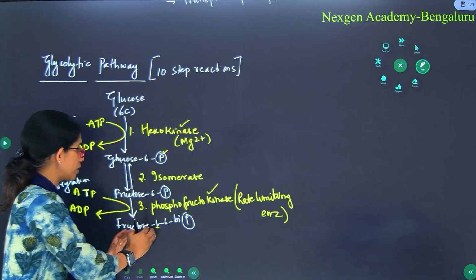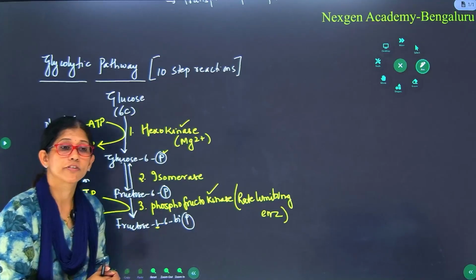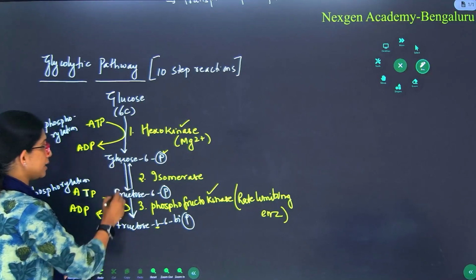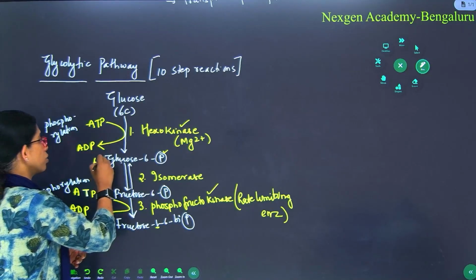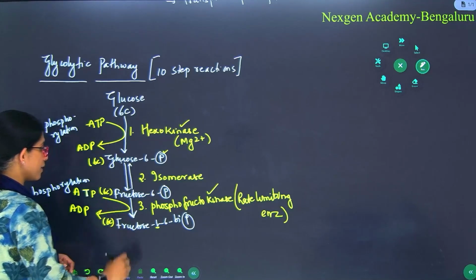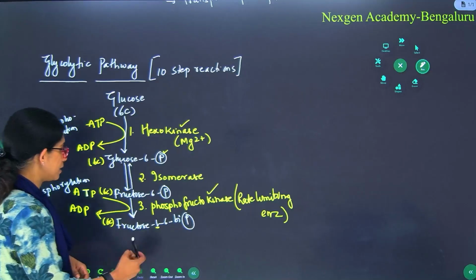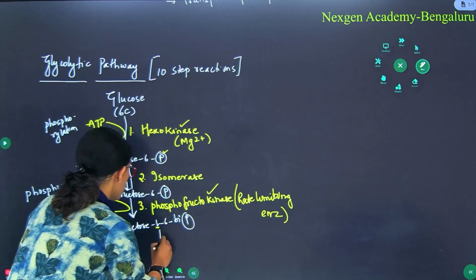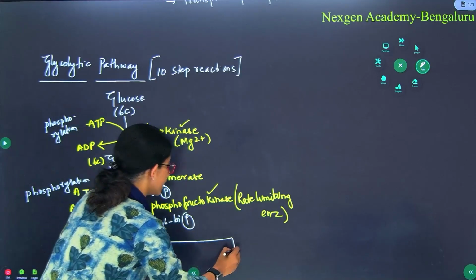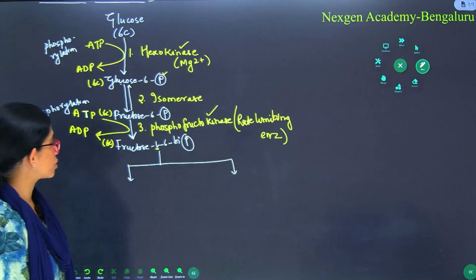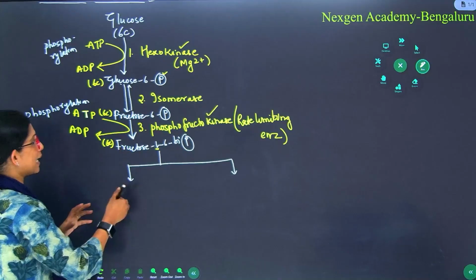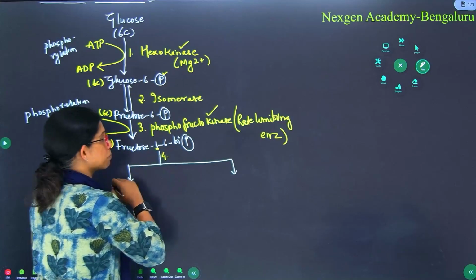When fructose 6 phosphate is converted to fructose 1,6 biphosphate, right? Ultimately, what will happen? See all these: glucose is 6 carbon, glucose 6 phosphate is 6 carbon, fructose 6 phosphate is 6 carbon, fructose 1,6 biphosphate is also 6 carbon. Ultimately, the fructose 1,6 biphosphate will split up, right? So the next is splitting up of fructose 1,6 biphosphate. So this is your fourth step, splitting up.